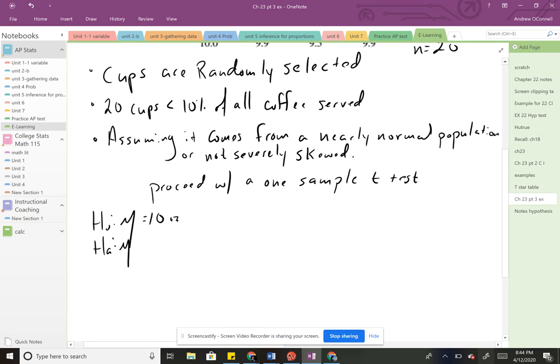This person is claiming that they're being underpoured. So the alternate is that the population average you are being served is less than 10 ounces. Okay, so this is only going to be a one tail.